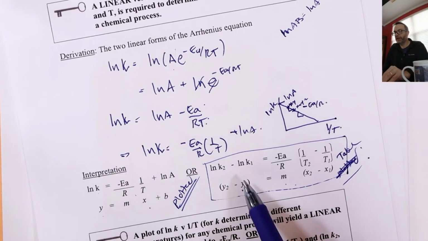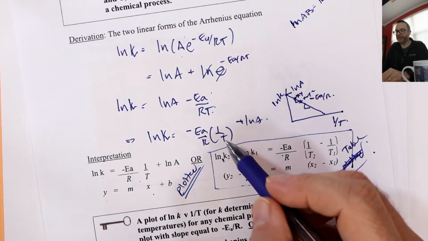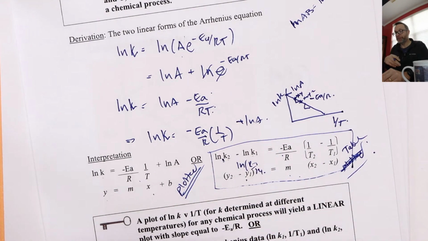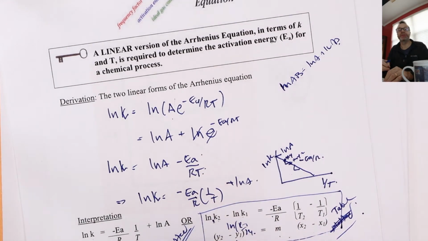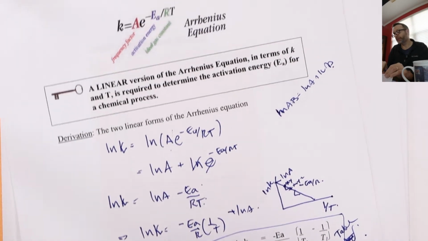So I go back here. Natural log of K2 minus natural log of K1 is the same as natural log of K2 over K1, right? K2 is always the bigger number. We'll see why in a moment. So bigger temperature is T2, bigger K is K2, and they're coupled, right?